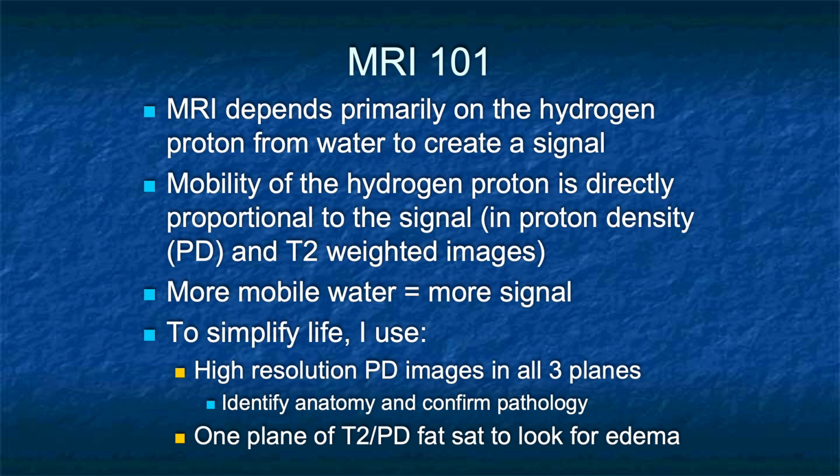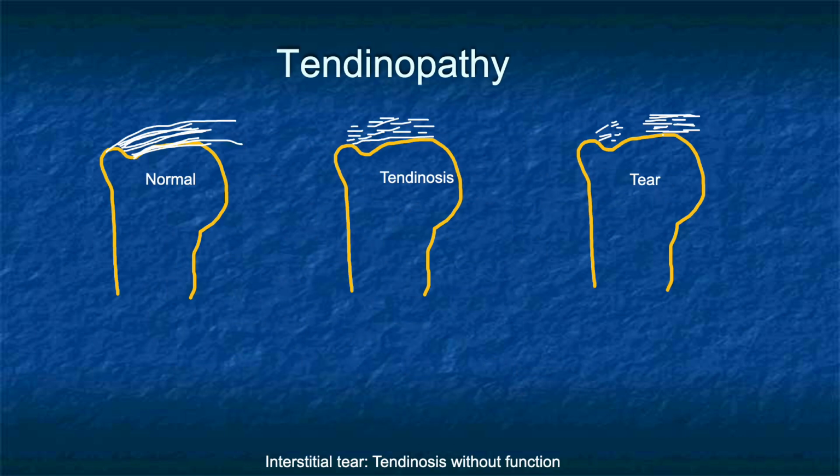So to simplify life, I use in my imaging high resolution proton density images in all 3 planes to identify anatomy and confirm pathology. And I normally do one plane of T2 or PD fat suppressed images to look for edema. Now this is specific for internal derangements and should not be confused for tumor imaging or infection.